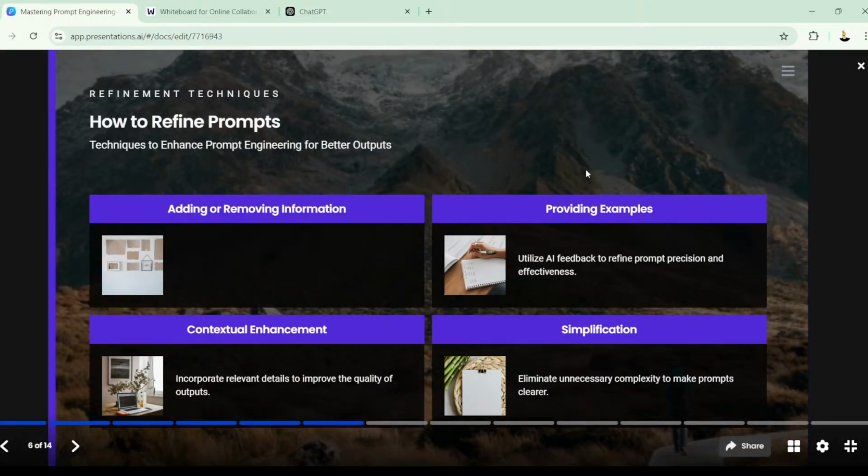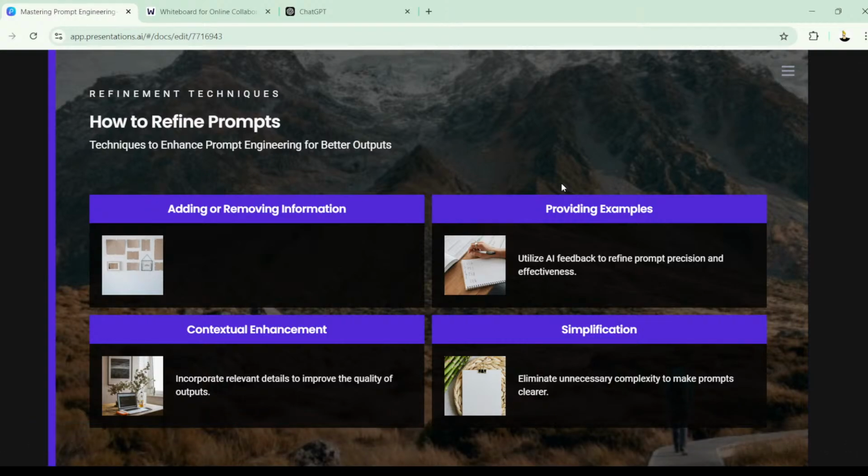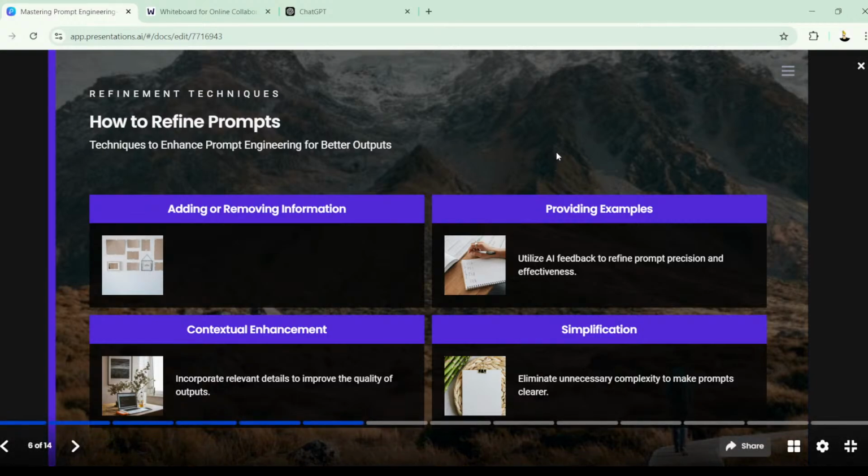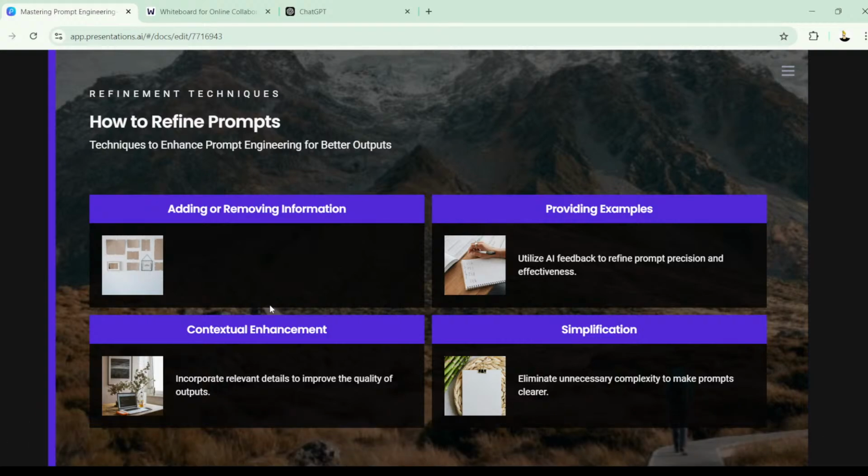Providing examples. We have discussed this above also. You have to provide examples if ChatGPT is not giving you any accurate response. This is because it is not looking in that direction and you need to give it that direction. For that you can use examples. You can use contextual enhancement, which means giving it context as discussed above. You need to give context, background, some pre information.